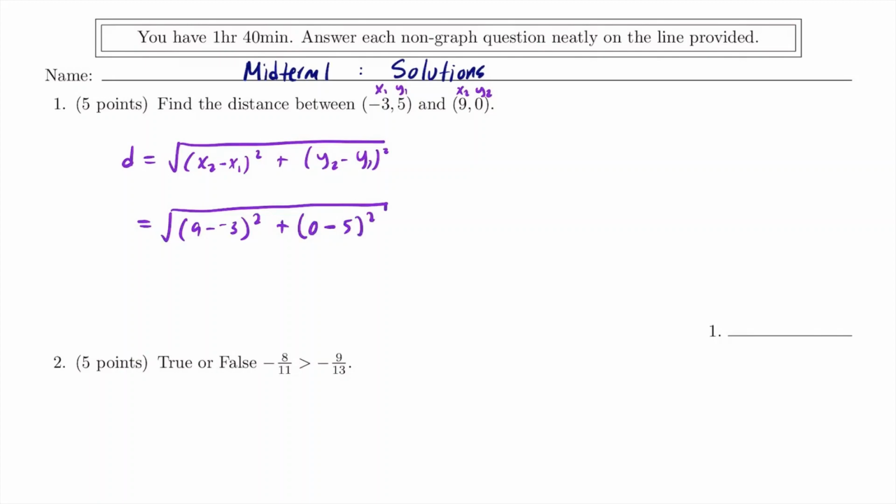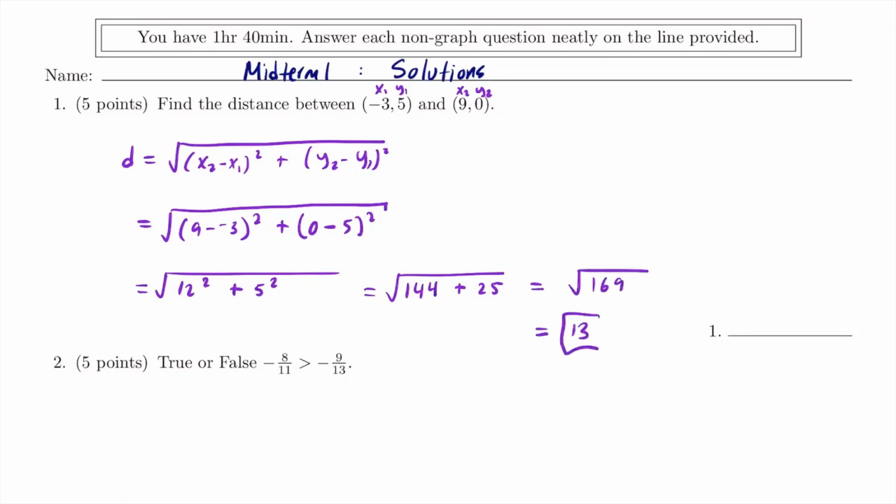Once you finish substituting, let's go ahead and find their values. So this will give us the square root of 9 minus -3, that's 12 squared, plus 0 minus 5, that's -5 squared. So let's just write it like this, 5 squared. And this will simplify to the square root of 144 plus 5 squared, that's 25. And then we can simply add them up. So this will give us the square root of 169, which is 13. So the distance between these 2 points is 13.